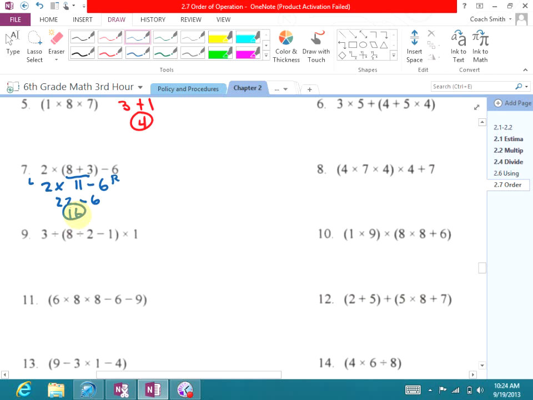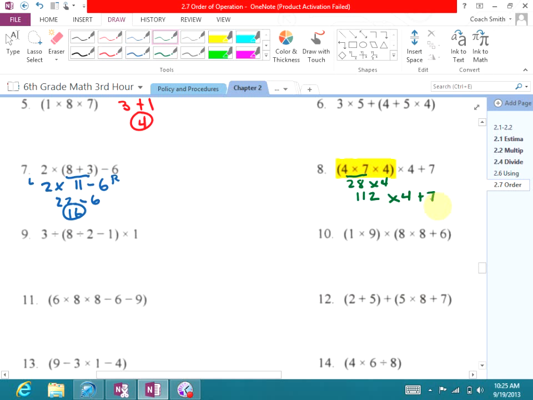Okay? Now, let's look at number 8. Number 8, we have to do inside the parentheses. Well, inside the parentheses, I have 3 things. Okay? So I have to do this first, but in there I have 3 things. Well, that's okay. I just do the first 2 first because they're all multiplication. So I go 4 times 7, which is 28. Then I have 28 times 4, which is 112. Okay? Now I have 112 times 4 plus 7.